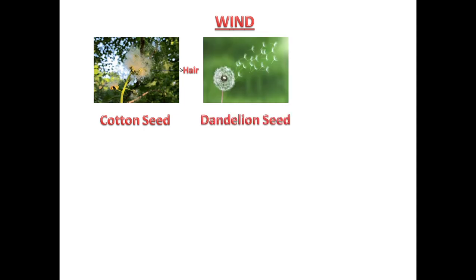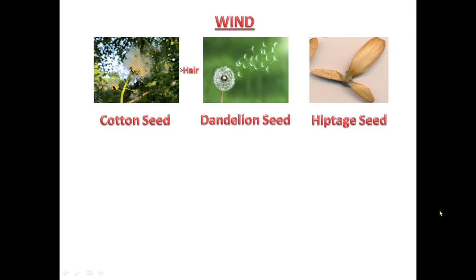Let us see the examples of seeds which are dispersed by wind. This is cotton seed. See its hair. This is dandelion seed. And this is its hair. You can see its hair. This is hyptage seed, and see its wings. So the hair and wings of these types of seeds help in dispersal of these seeds by wind.